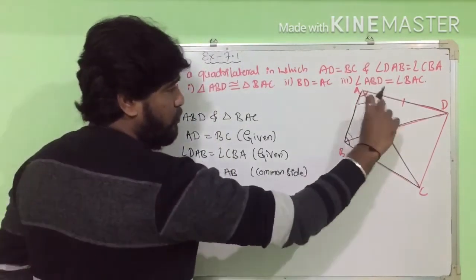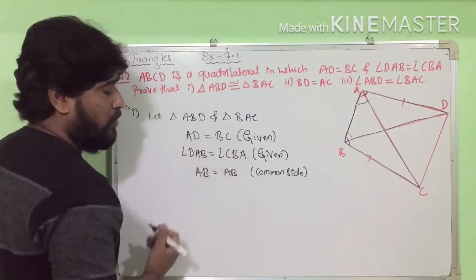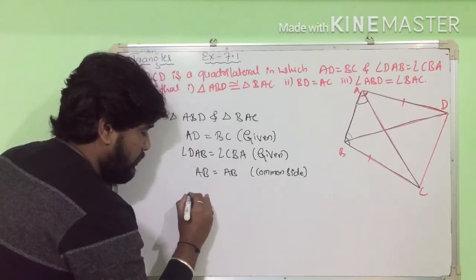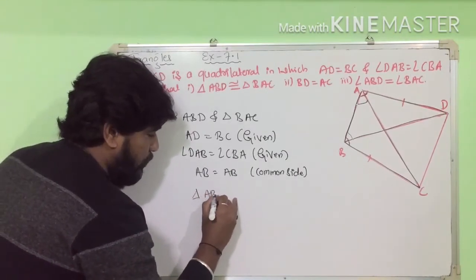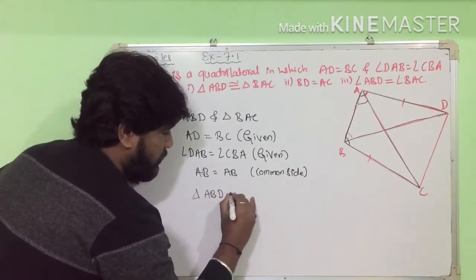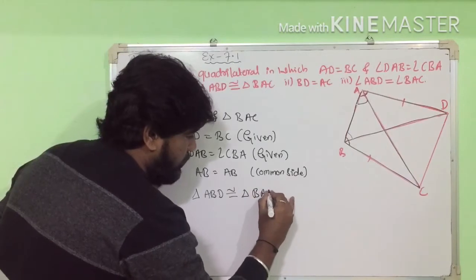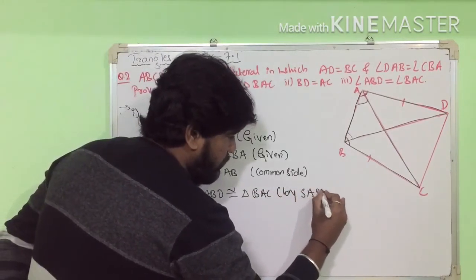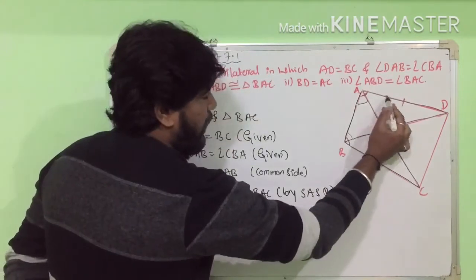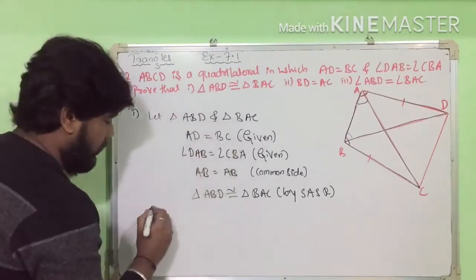It means these two triangles are congruent to each other by SAS rule, right? So now the triangle ABD is congruent to the triangle BAC by SAS rule, side angle side, right? So the first one we proved.